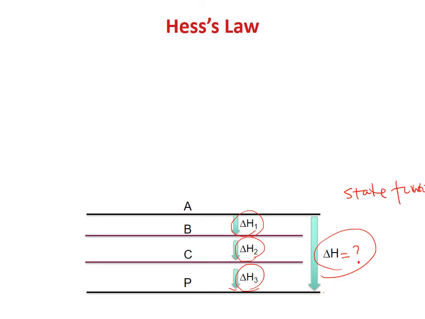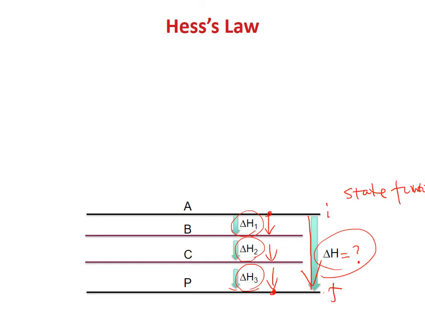Okay, state function means the enthalpy change only depends on the initial state and final state. It doesn't matter how it goes there. So the first path goes directly from initial to final, and the second path goes step by step, so a different path. But they start from the same initial state. They end up with the same final state, and therefore the delta H should be the same.